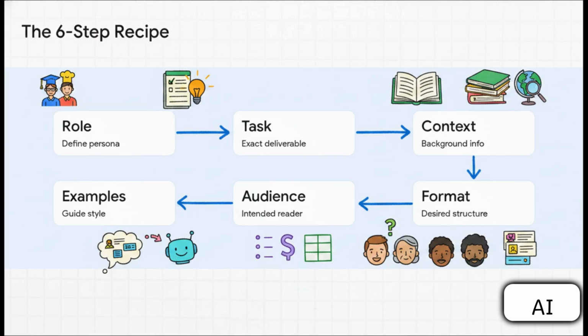1. Assign a role. Say, act as a pediatrician. 2. Define the task. Exactly what do you want it to do? 3. Give context, like I'm a university professor. 4. Specify the format. Use bullet points. 5. Define the audience, like explain this to a 10-year-old. And 6. Provide examples to guide the style. If you use this exact framework, you're going to get exactly what you need out of practically any model.